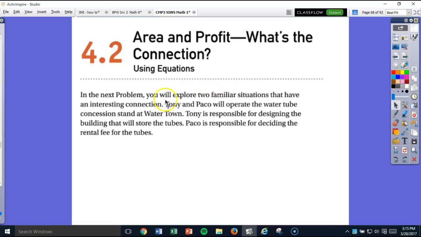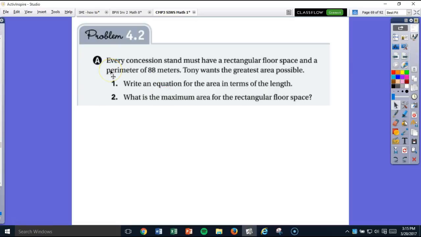So in this problem, Tony and Paco will plan to run a concession stand and rent water tubes to the visitors at Watertown. Tony's trying to find the maximum area of the concession stand given a fixed perimeter of 88 meters, and we see that here in part A. We're working with Tony and trying to get the largest area out of a fixed perimeter, again, of 88 meters.